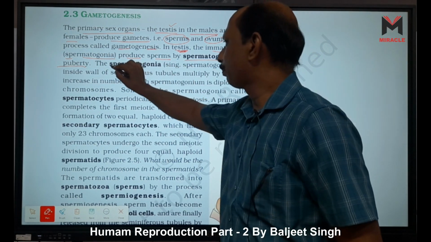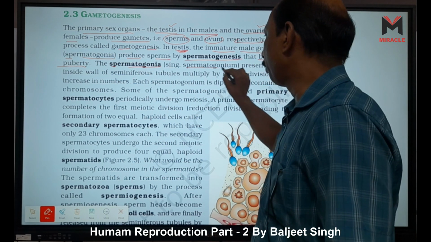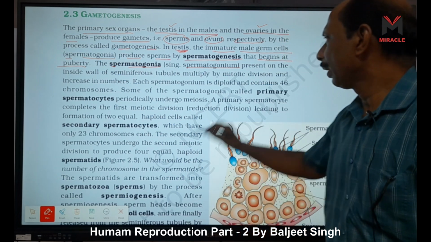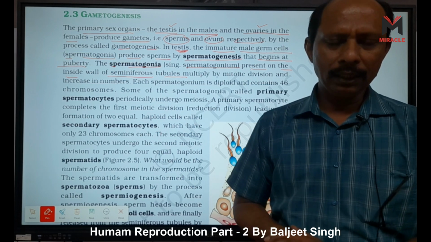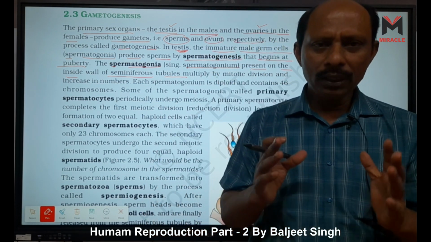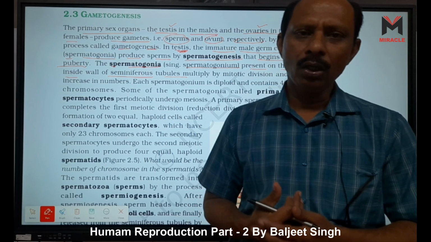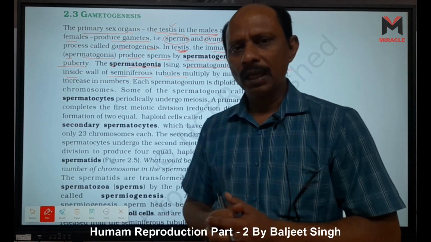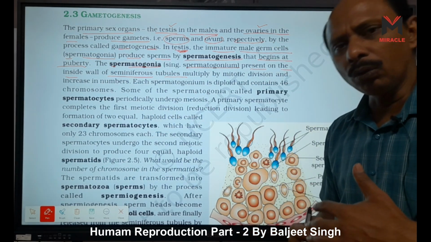Spermatogonia is a plural form. What is the singular form of spermatogonia? It is spermatogonium. This one is spermatogonium, present on the inside wall of seminiferous tubules. Already I told you in the previous lecture, right? In seminiferous tubules, we have two types of cells. One is called the cuboidal germinal cell, and another one is called Sertoli cells. Sertoli cells are also called nurse cells or sustentacular cells because they provide nutrition for developing spermatozoa, right? And the germinal cells are responsible for the formation of spermatogonia, right?